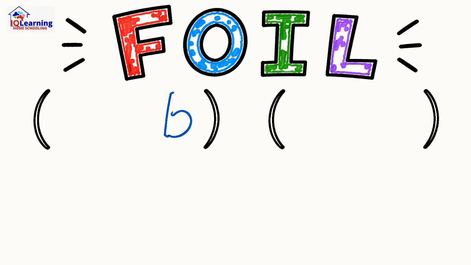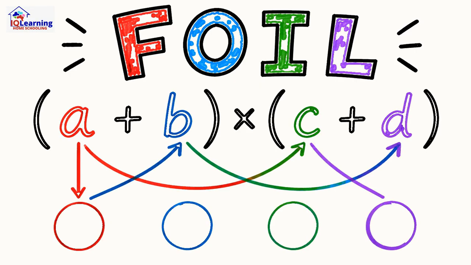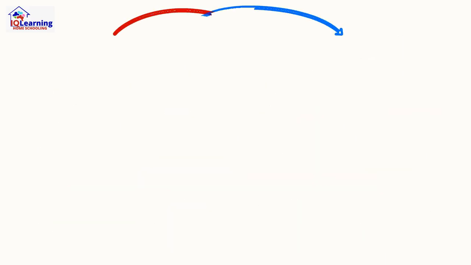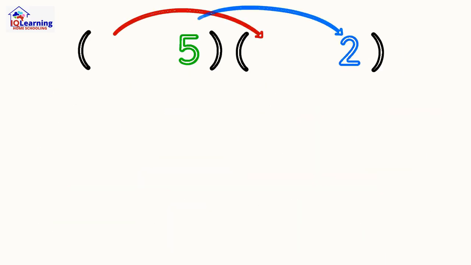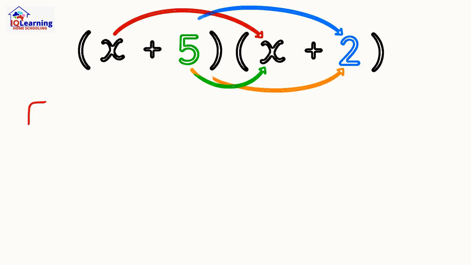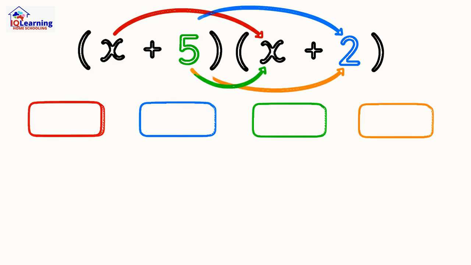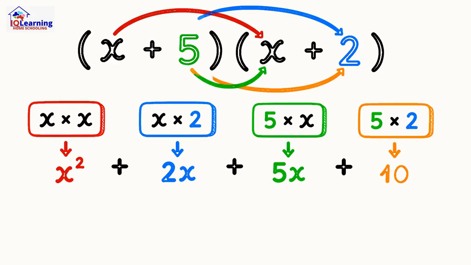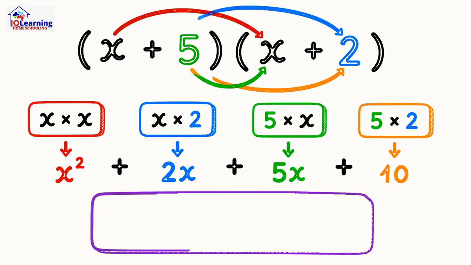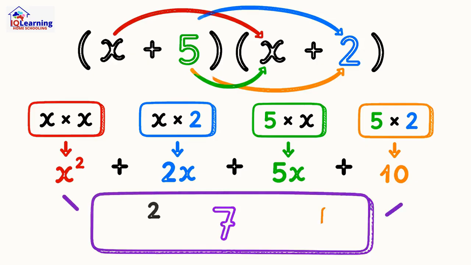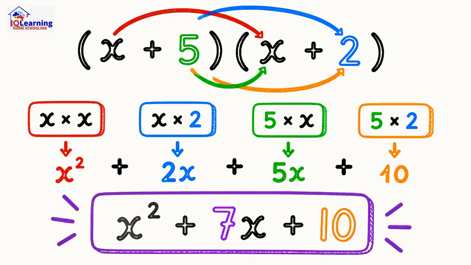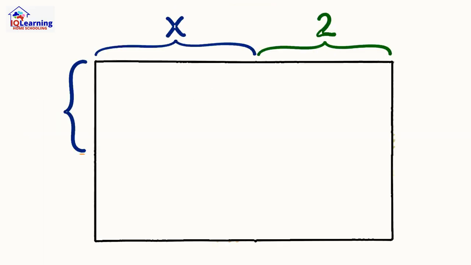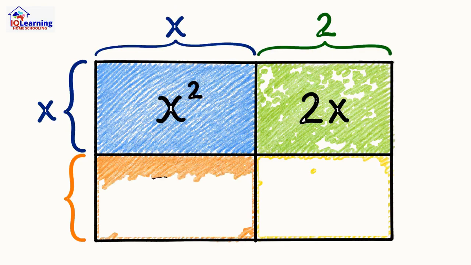The go-to method is a simple acronym, FOIL. First, outside, inside, last. When you see two brackets, like x plus 5 times x plus 2, you multiply the first terms, x times x, the outside terms, x times 2, the inside terms, 5 times x, and finally the last terms, 5 times 2. Combine them all, simplify the middle, and you get your answer, x squared plus 7x plus 10. You can even picture it as finding the area of a rectangle.